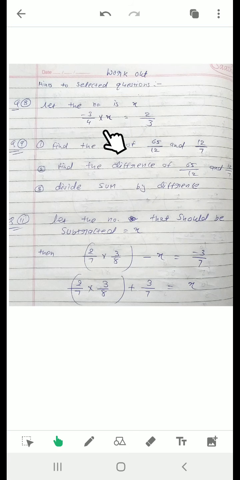If you solve, then x will be equal to 2 upon 3 divided by minus 3 upon 4. Otherwise you can transpose one by one. This 4, which is in divide, will go into multiply. This 3, which is in multiply, will come into divide. Understood?